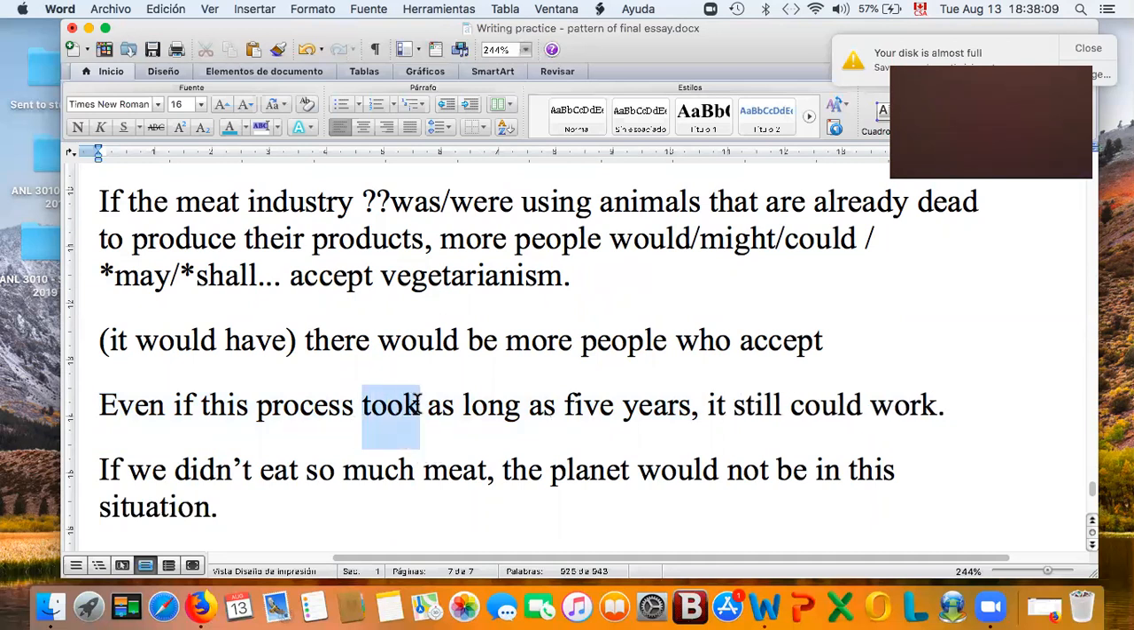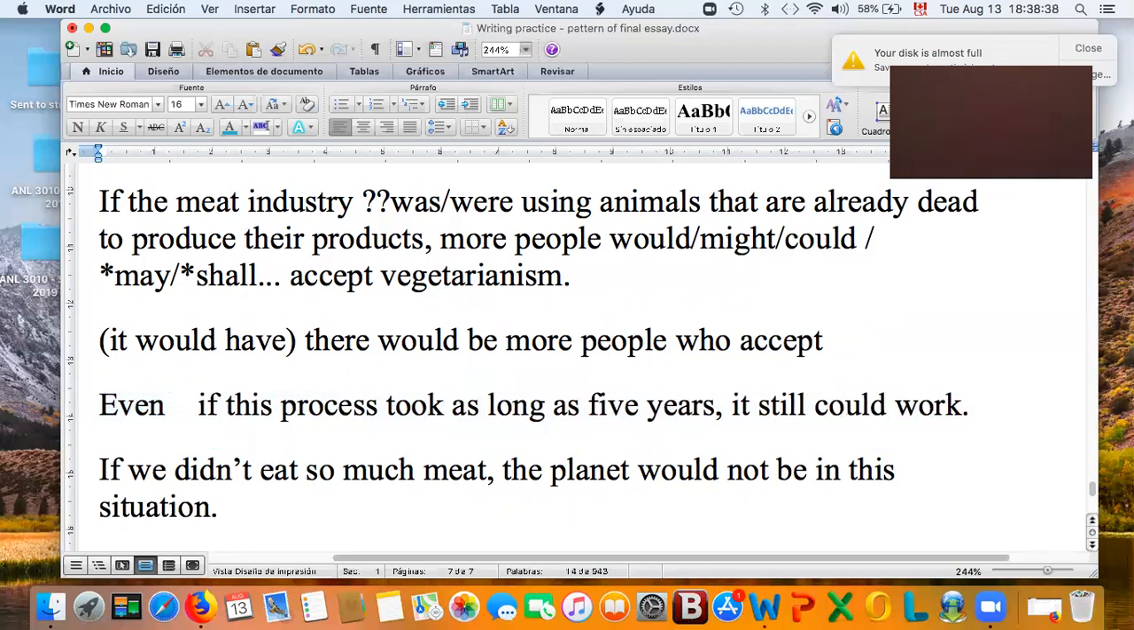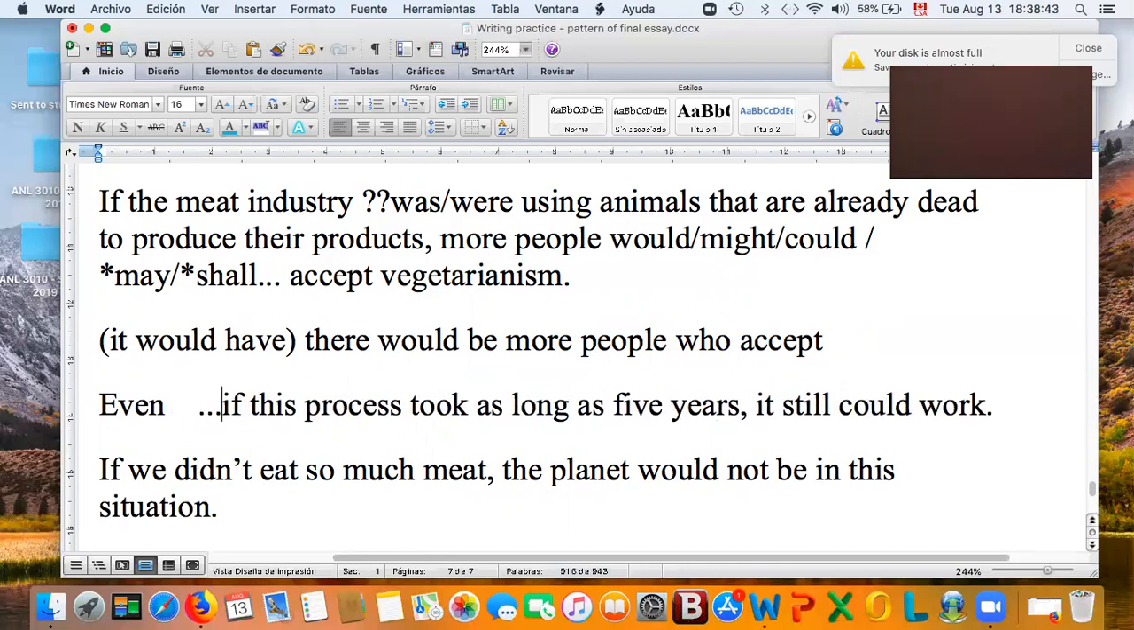See this? Here's the past. You see this? Here's one of those three possible modals for the non-real conditional. So this here is a non-real conditional statement. Even if. Now, what's the difference between even if and if? If this process took as long as 5 years, it could still work.